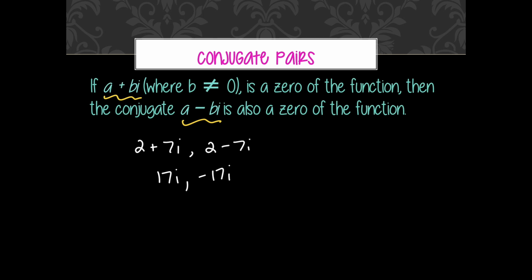So they always come in pairs. Think about it. You've never seen a f of x with an i in it. So we always do them in pairs so that they would cancel out when we FOIL it out.